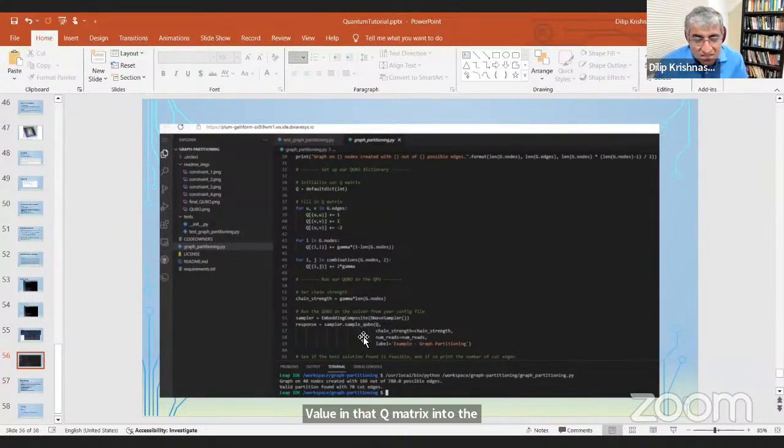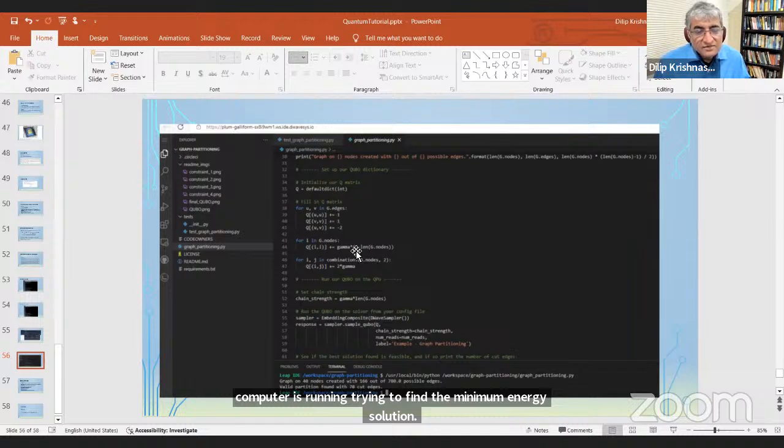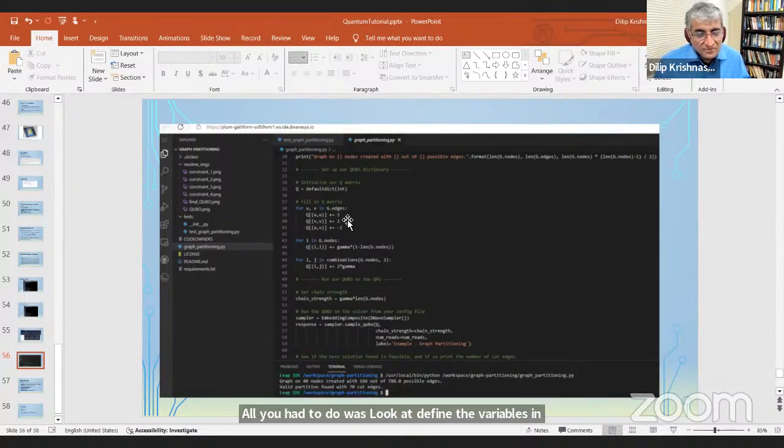And in the background, the quantum computer is running, trying to find the minimum energy solution. All you had to do was define the variables in your problem, define the cross-coupling and self-coupling coefficient values, and that's it. And then you submit it through the cloud and it gives you an answer. So, for example, here, there's a graph partitioning problem that got solved. So it's actually pretty easy to use these computers, because all you have to do is set up this matrix and then submit it.